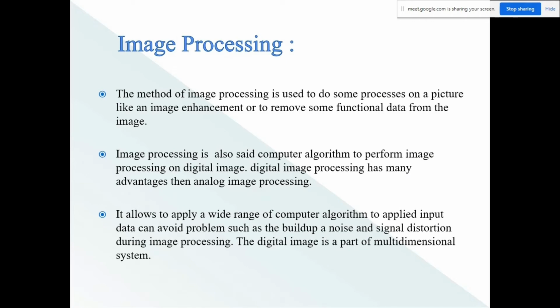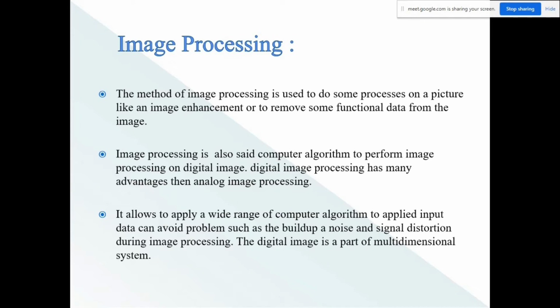Image processing. The method of image processing is used to perform some process on a picture, like image enhancement or removing some unwanted data from the image. Image processing also means using computer algorithms to perform image processing on digital images. Digital image processing has many advantages over analog image processing.